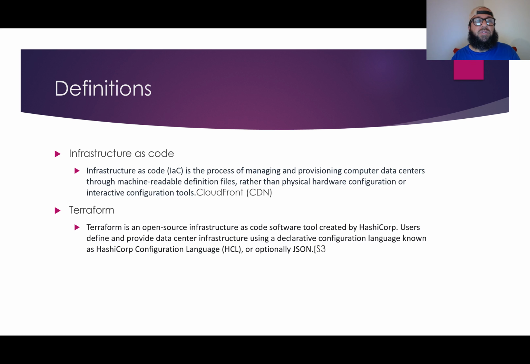So on to some definitions for today. Infrastructure as code, or IaC, is something that most architects and developers should become familiar with. Or you're probably already familiar with it, but if you're not, you should definitely become familiar with it. Infrastructure as code is the process of managing and provisioning infrastructure such that you can provision it through machine-readable definition files rather than actual configuration tools.